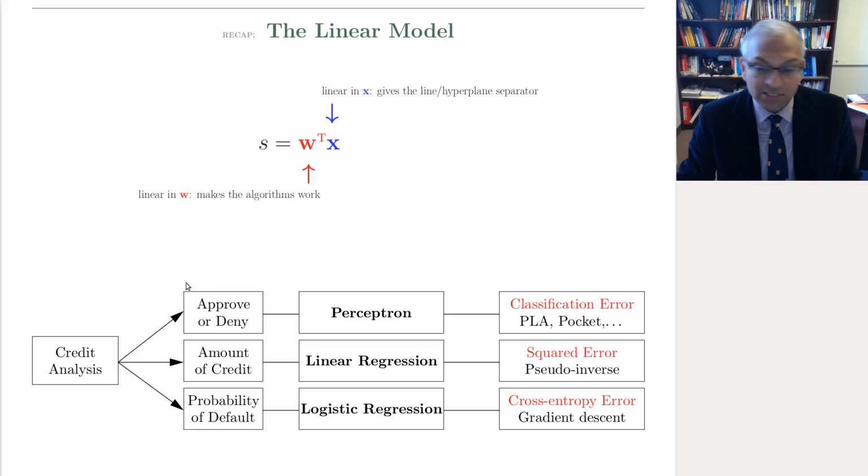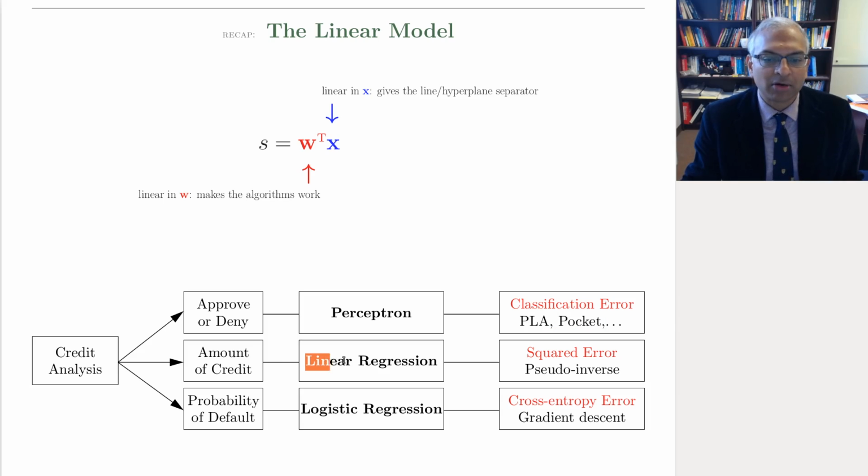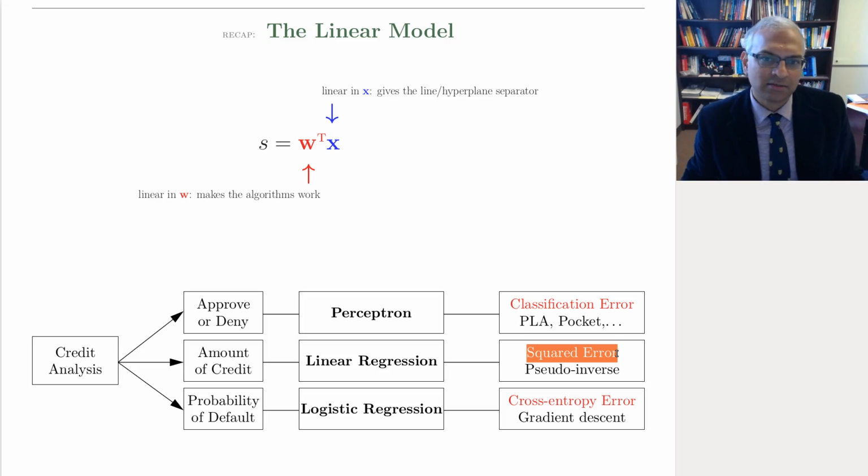Each of these problems, approve or deny credit, that's classification, comes with a learning model, the perceptron, and an error that you try to minimize on the data, the classification error, and algorithms for picking the hypothesis, the PLA or the pocket or regression for classification and so on. If instead you're trying to predict the amount of credit, then we're talking about regression, and we're minimizing the squared error, and we described the pseudo-inverse single-step algorithm that gets you to the best hypothesis.